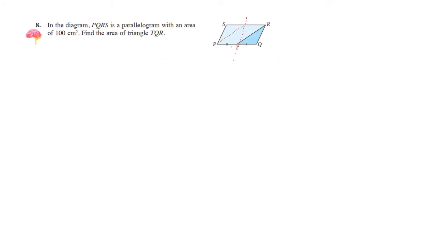Okay, so from this parallelogram, we can see that TRQ is actually 1/4 of the entire parallelogram. Okay, it's only 1/4. So how do we find the area of TQR? Since we know the total area, we'll just find 1/4 of the total. So that will be 1/4 times 100 cm square, which will give us 25 cm square.